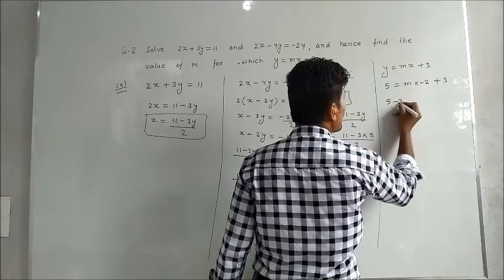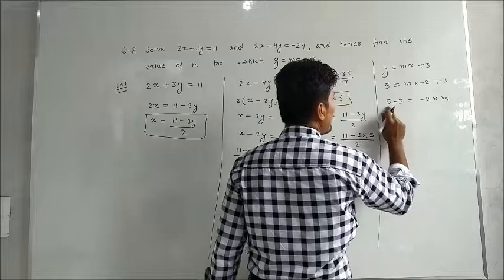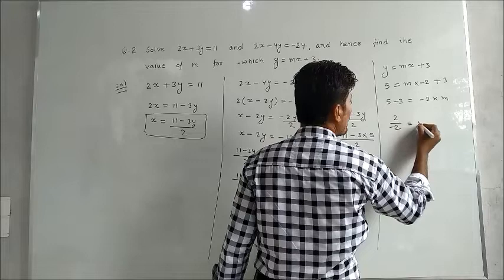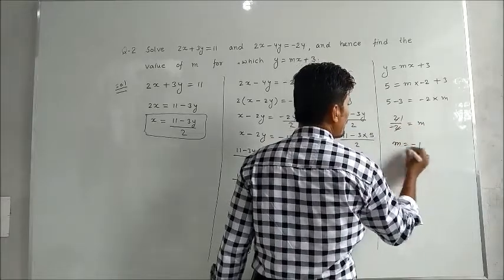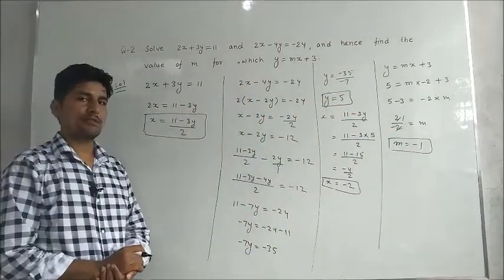5 minus 3 equals to minus 2 into m. Here we can write 5 minus 3 equals to 2. Now minus 2 equals to m, and 2 was the 2. So finally we are having m equals to minus 1. So this is the solution for this question.